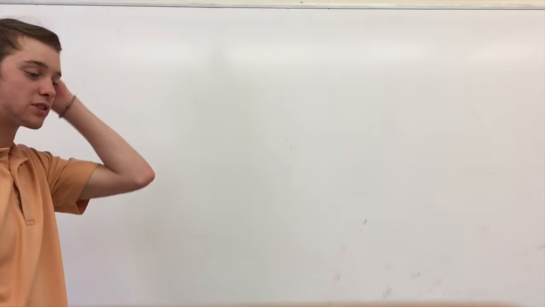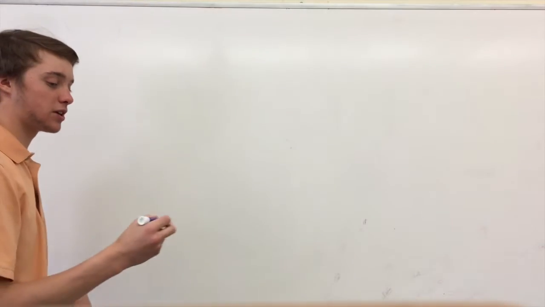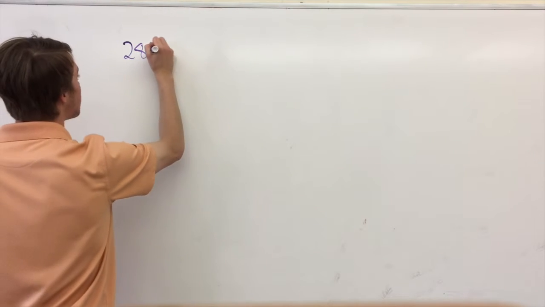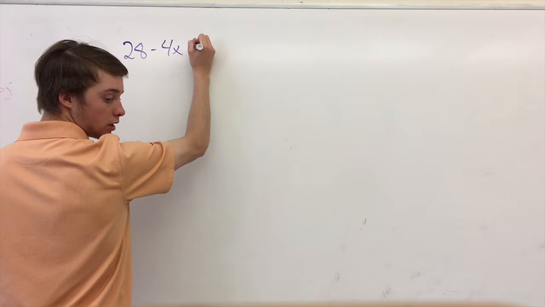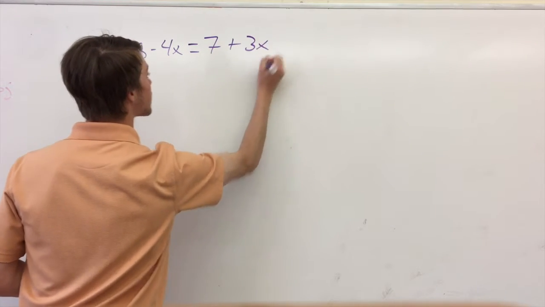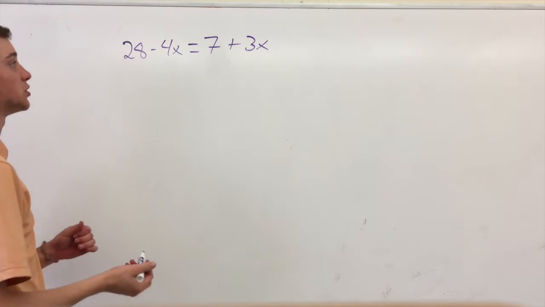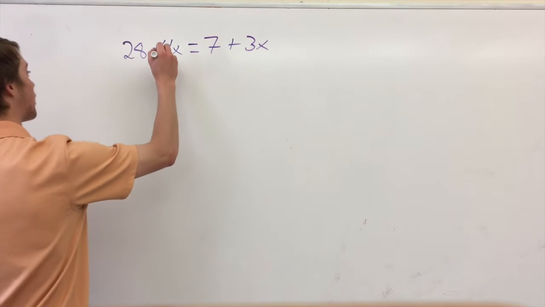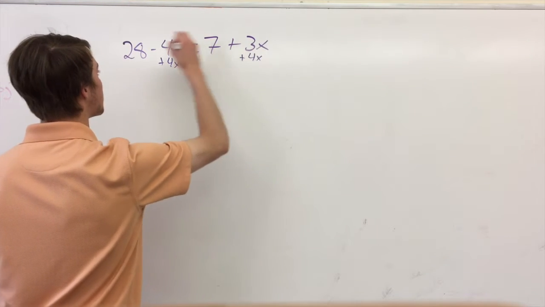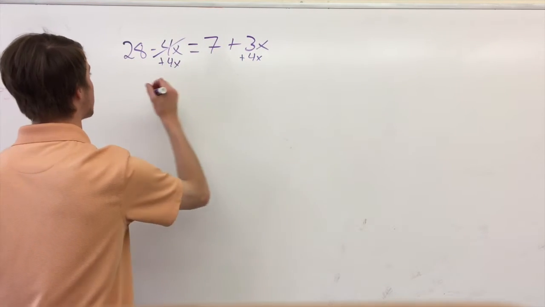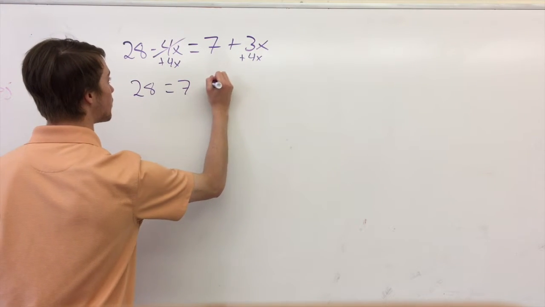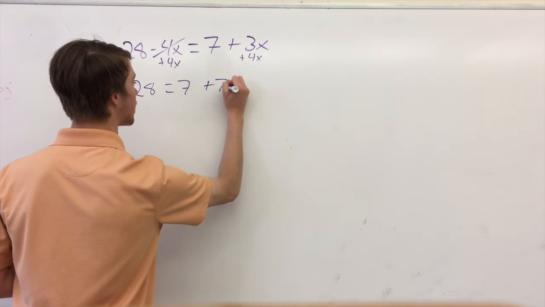Alright, so we're doing problem 6, solving a multi-step equation, and it's 28 minus 4x equals 7 plus 3x. So what we're going to want to do is isolate the x. So we're going to add 4x to both sides. And those will cancel out, and then you'll get left with 28 equals 7 plus 7x.